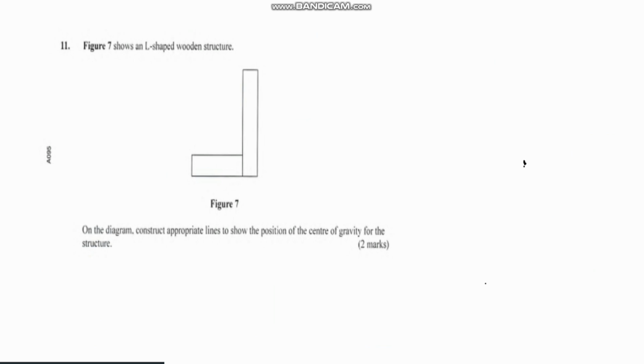So question 11 reads, Figure 7 below shows the L-shaped wooden structure. So this is the structure. You can see it has 2 rectangles, the horizontal one and the vertical one. So on the diagram, construct appropriate lines to show the position of the center of gravity for the structure. So we are going to draw this.